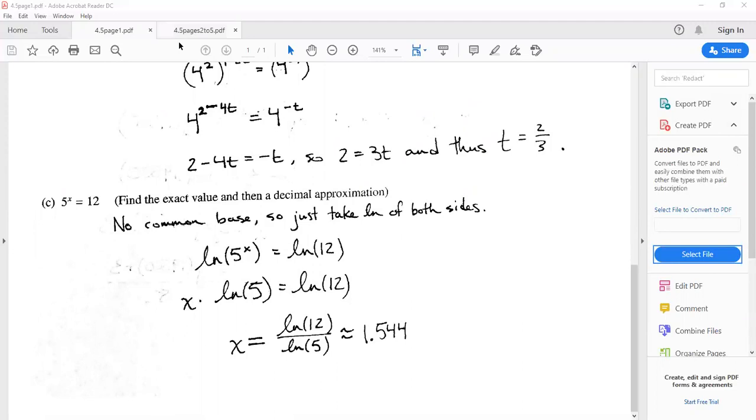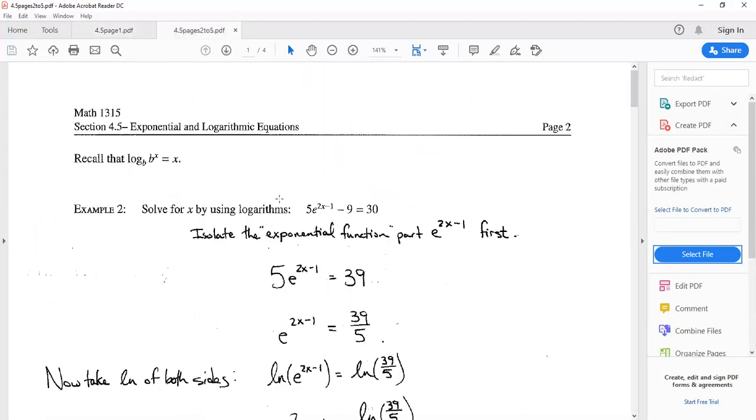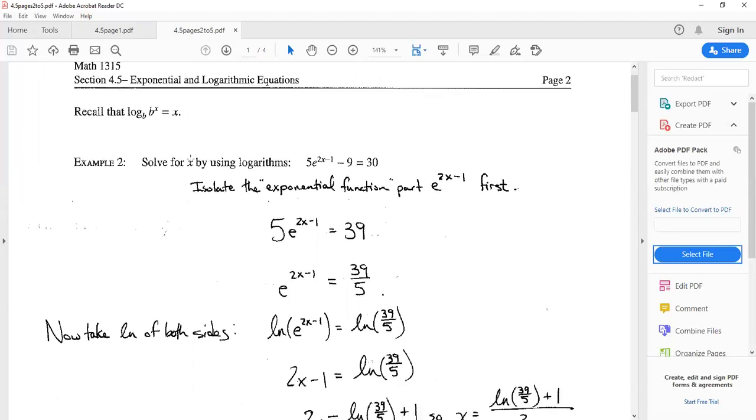Okay. So we've already, I think, recalled this, that log base b is the inverse function of b to the x. So we'll have that log base b of b to the x equals x. We've already used this a few times today already, so we'll use it a couple more times in the next example. So we have here that we will solve for x. We have 5 times e to the 2x minus 1, all minus 9 equals 30.